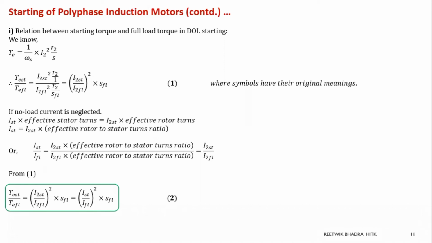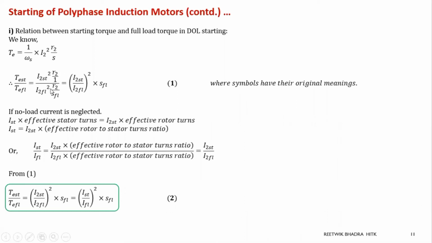So what do we know of our torque? The torque equation, we know the general formula is 1 by omega s into I2 square R2 by s. Now at starting, what is happening? This s is 1, so TST is nothing but I2ST, my starting current, square R2 by 1. At full load what will happen? Obviously my current will be full load, so I2FL square R2 by SFL.